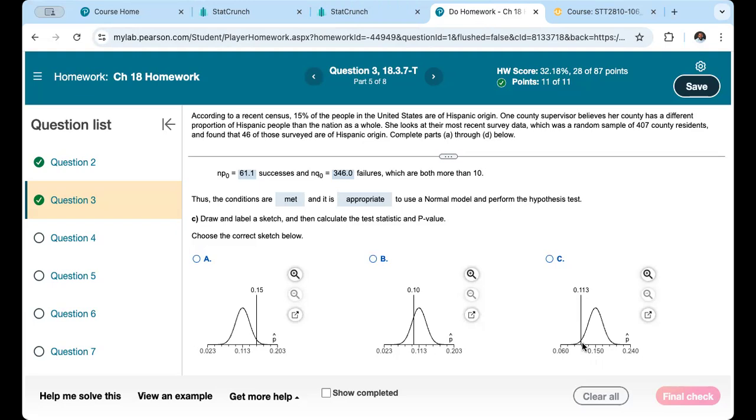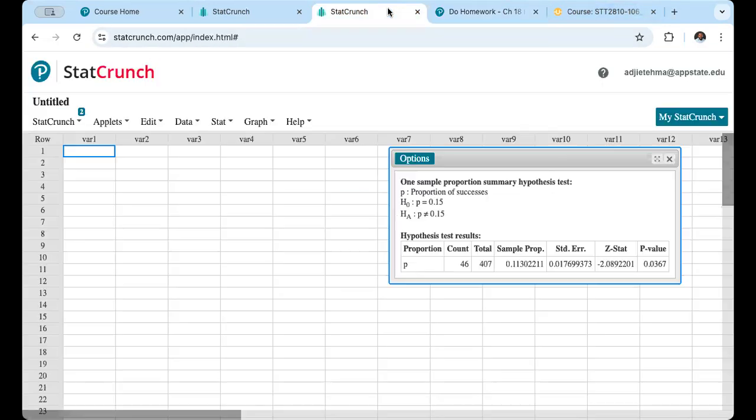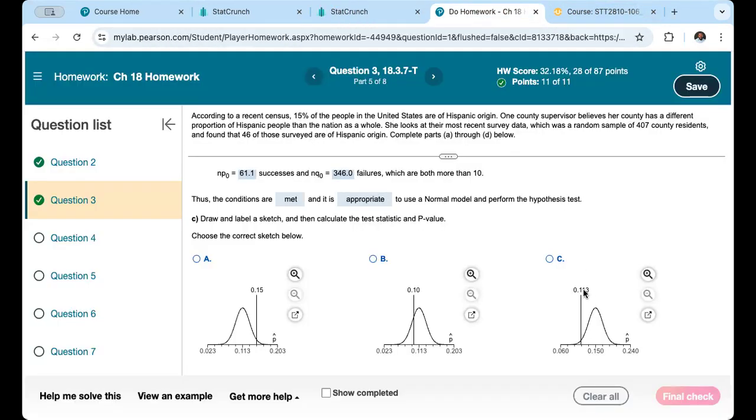And another thing you could also see is that look at this one, the p hat are incorrect. Here is 0.10, here is 0.15. That is not correct. Our p hat is what? 0.113. So you see. And then the middle here should be the p naught, not the p hat.